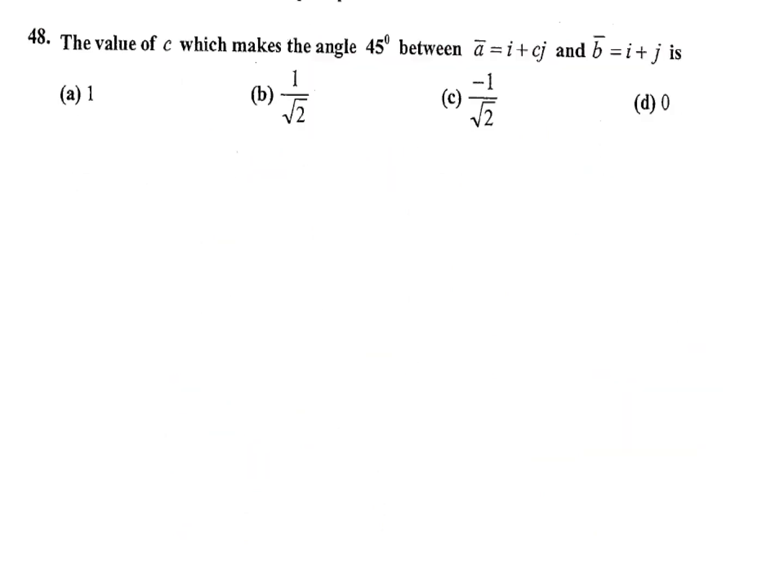The value of C which makes the angle 45 degree between A vector equal to I plus Cj and B vector equal to I plus J is how much? The value of C you have to calculate. Angle between A and B vector is 45 degree. So we will use our formula, cos theta equal to, A dot B formula we will use here.